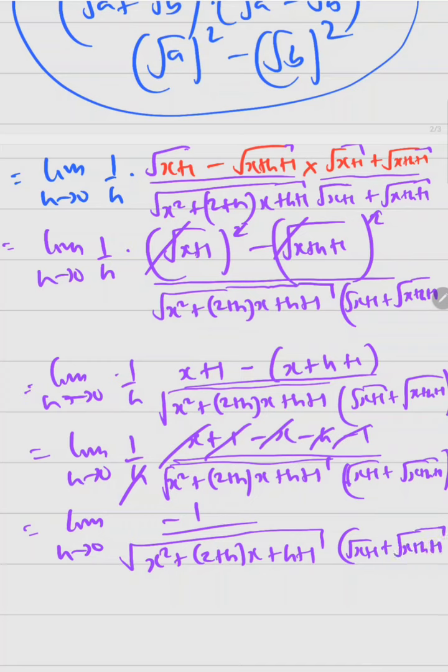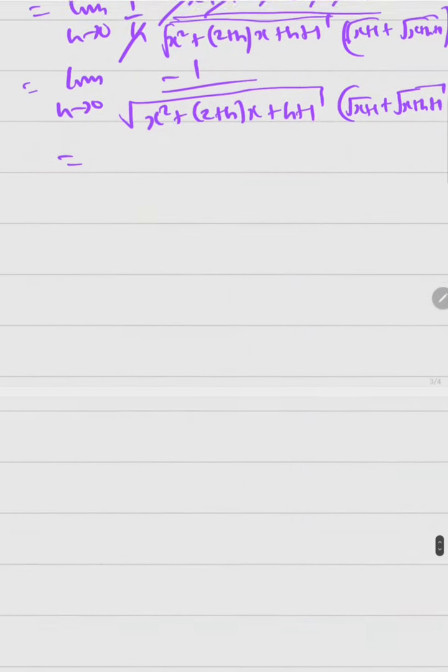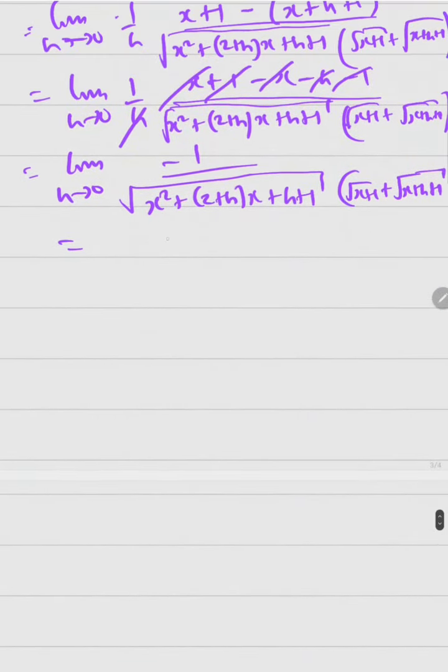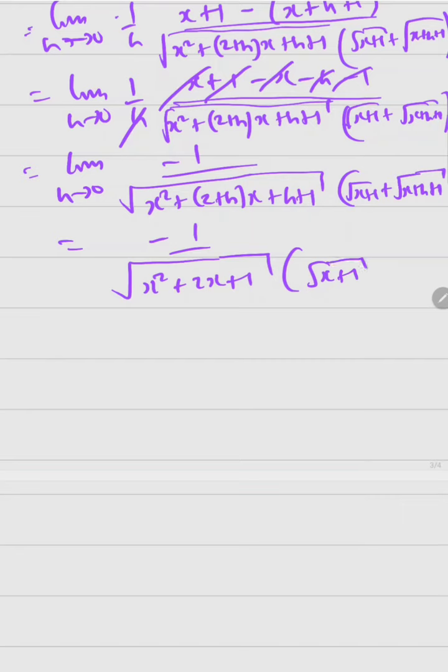Is that taken? And don't forget, the last step will now be to evaluate the resulting expression, the limit as h tends to 0. So if you tend your h to 0 now, whenever we see our h, we substitute the value of 0. Then I'm going to have minus 1 divided by the square root of this, which will give you x squared plus 2x plus 1. I hope you understand now. So then you have root x plus 1 plus root x plus 1. You see what I mean?